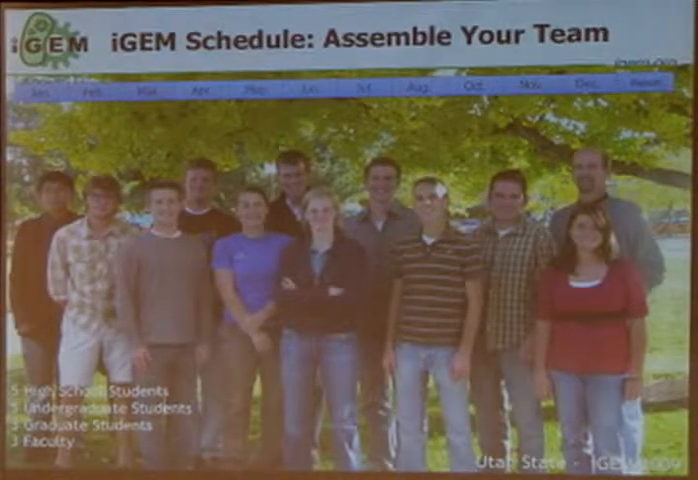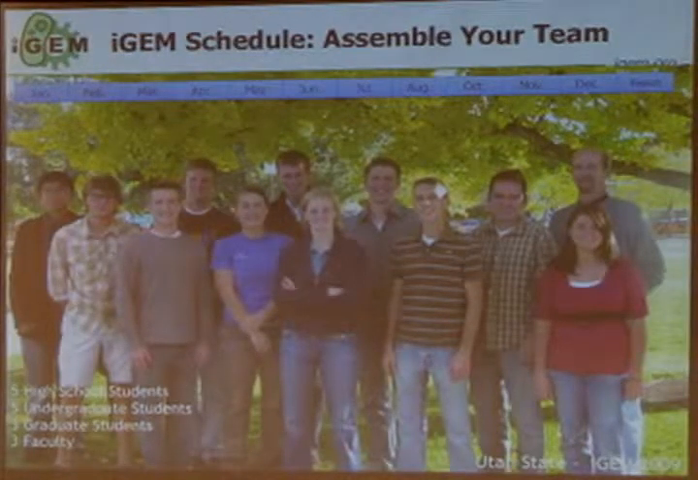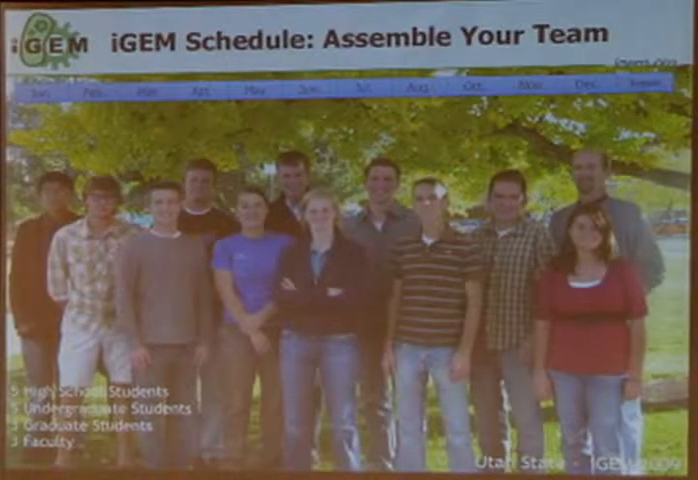So you assemble your team, and we like to say that you should have half biologists, half not biologists, half male, half female, just a wide variety of representation on your team. And so this is during the January, February, March period. In March, you register your team, and you actually sign up for iGEM.